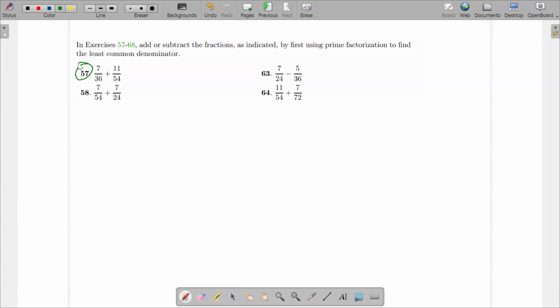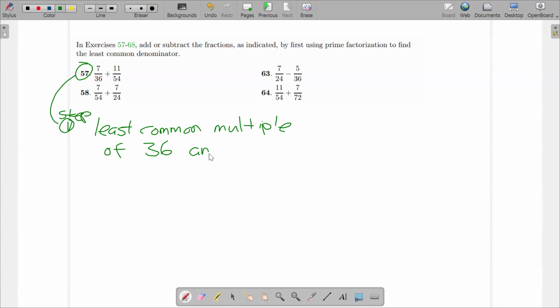So for 57, step 1 would be to find the least common multiple of 36 and 54. And I'm going to do this using a factor tree.